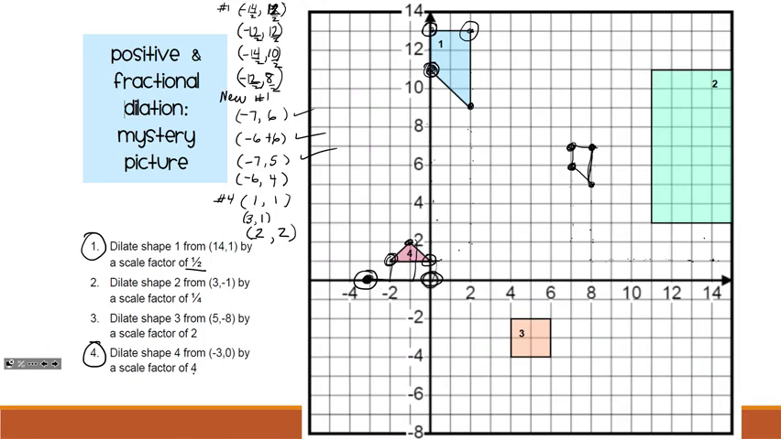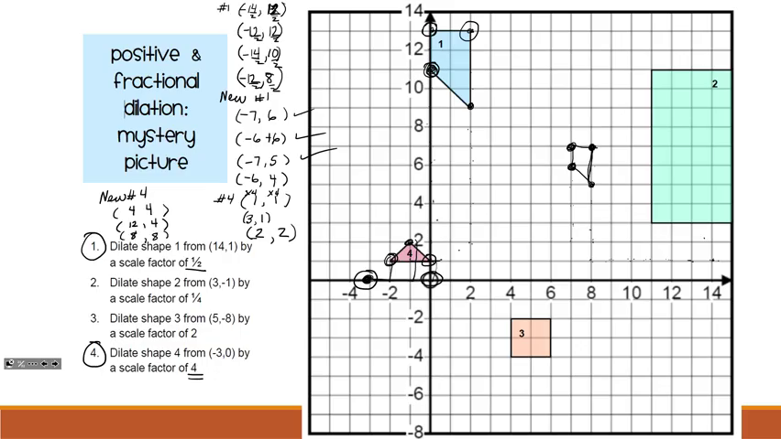Okay? All right, now we want it by a scale factor of 4. So we're going to enlarge all these. So I'm going to go over here, new number 4. Okay, we're going to multiply all of these by 4. So my new one here is going to be 4, 4. We're going to get 12, 4. And we are going to get 8, 8.